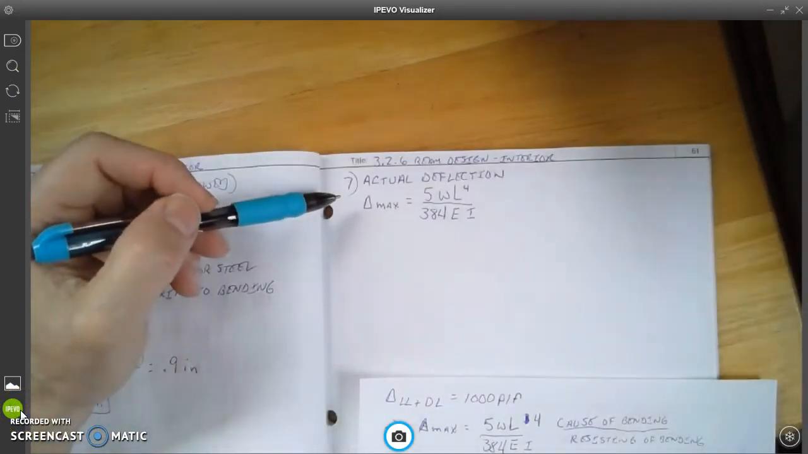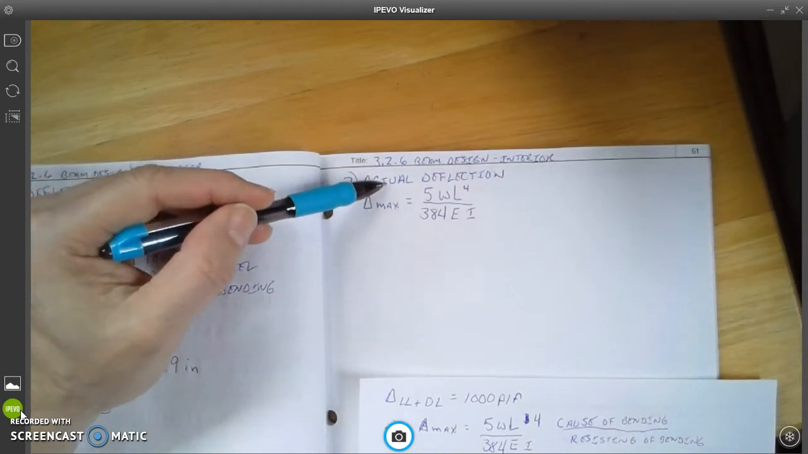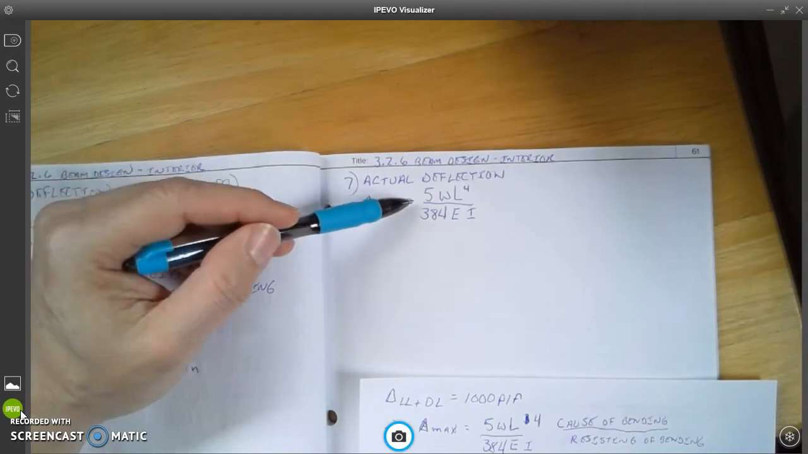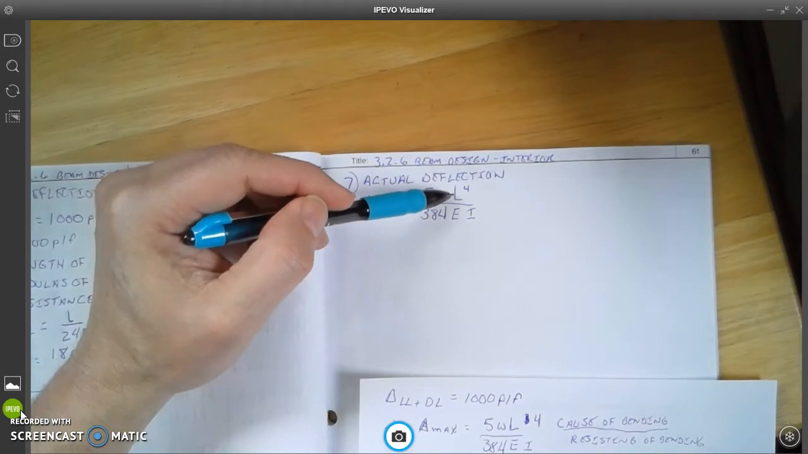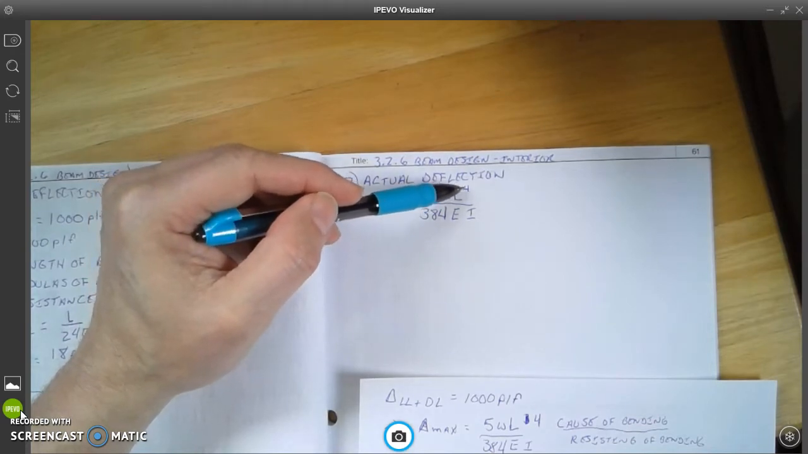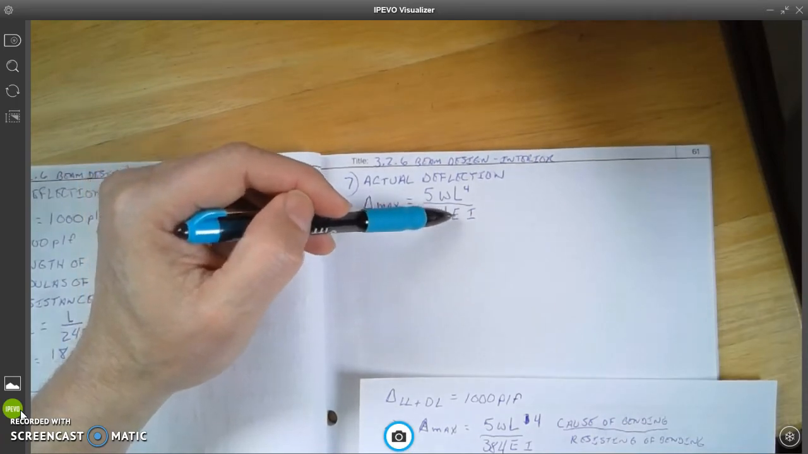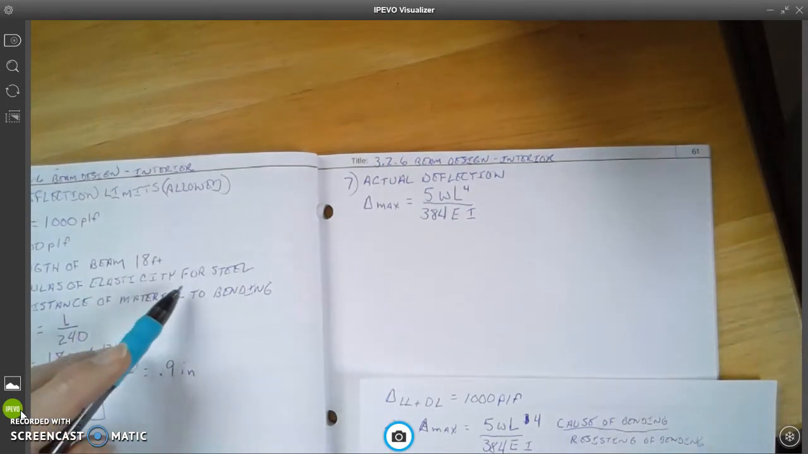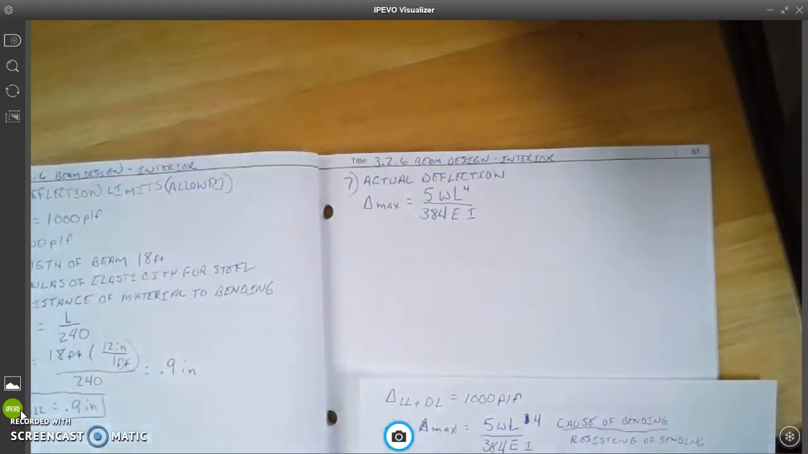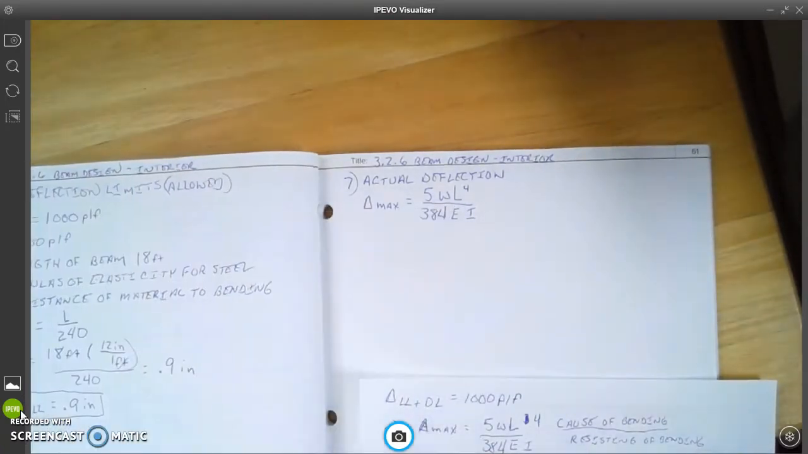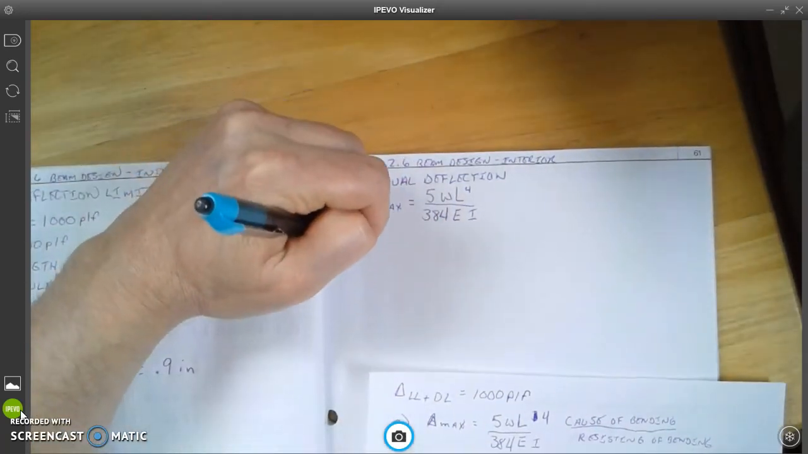Seventh step, we're going to calculate the actual deflection. Now, the actual deflection is called delta max, and that is equal to 5 times the uniform load times the length raised to the 4th power divided by 384 times the modulus of elasticity for steel, which is 29 million, you'll see that in a couple of minutes, times I. And I is a value that we're going to get from the chart. So we're going to start putting in numbers here.